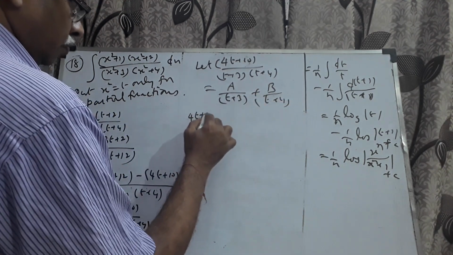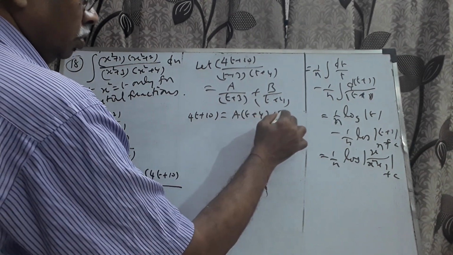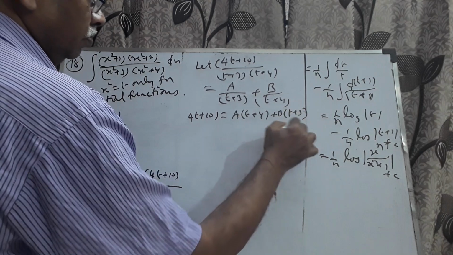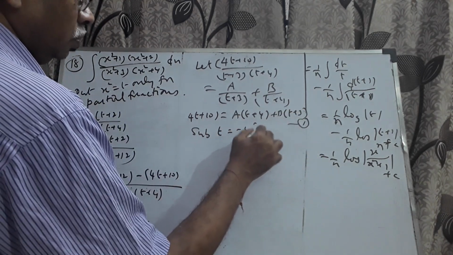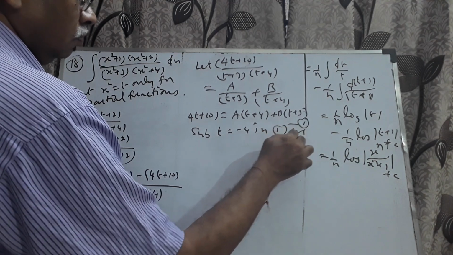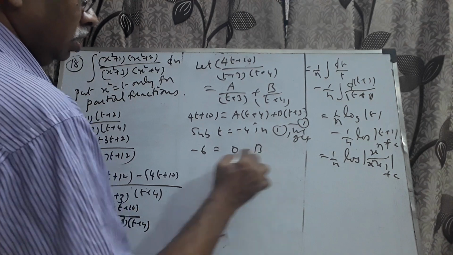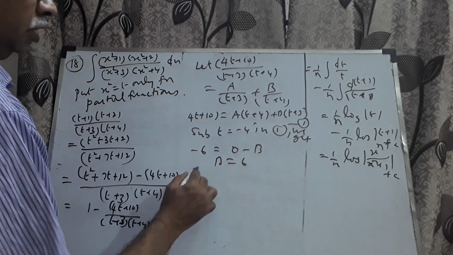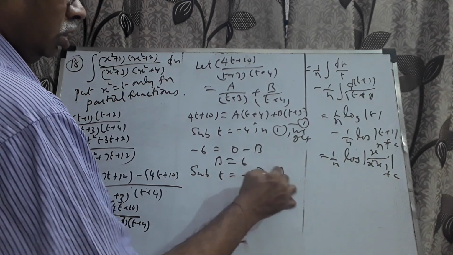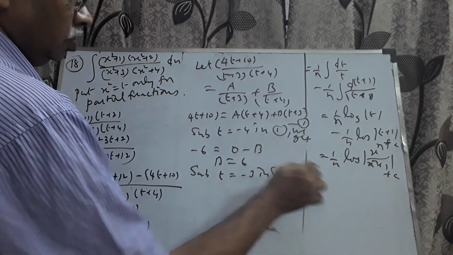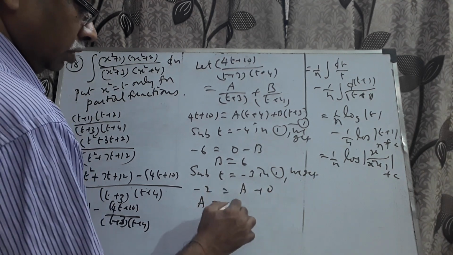Practically speaking, 4t plus 10 is equal to a into (t plus 4) plus b into (t plus 3). Now substitute t equal to minus 4 in this. We get minus 6 is equal to 0 minus b, so b happens to be 6. Now substituting t equal to minus 3, we get minus 2 is equal to a plus 0. Therefore a is minus 2.